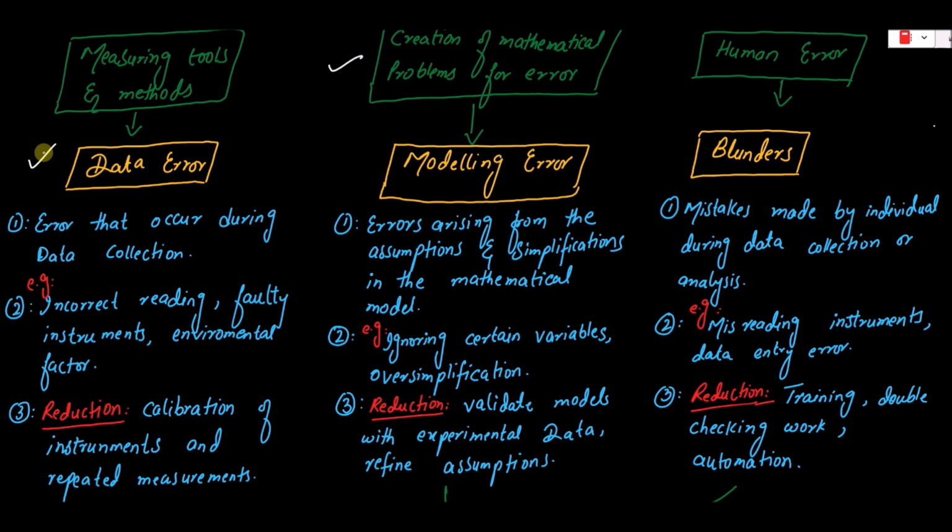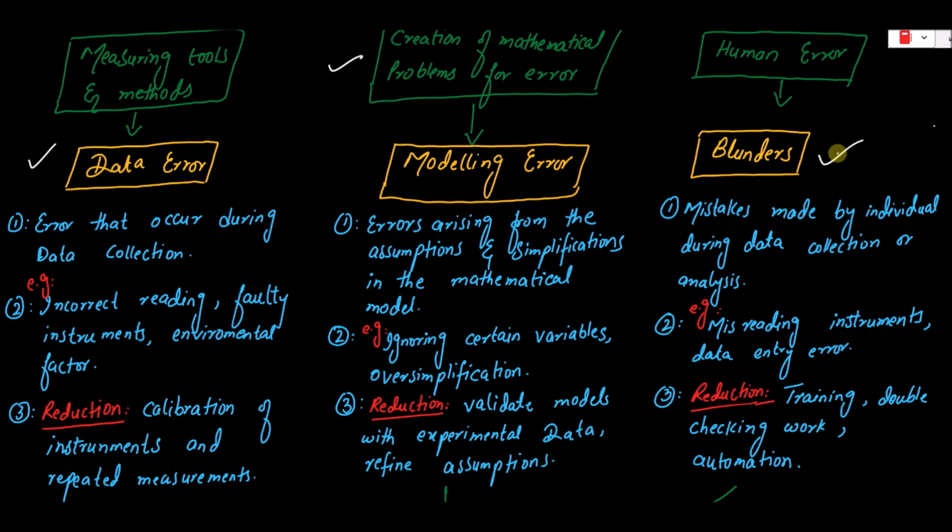Okay, so next we discuss the human error. We call it blunders. These are mistakes made by individuals during data collection, analysis, or interpretation. Human error can range from misreading an instrument to entering data incorrectly into a spreadsheet. For example, if you are recording the weight of an object and you accidentally write down 5.2 kg instead of 5.3 kg, that's a human error.